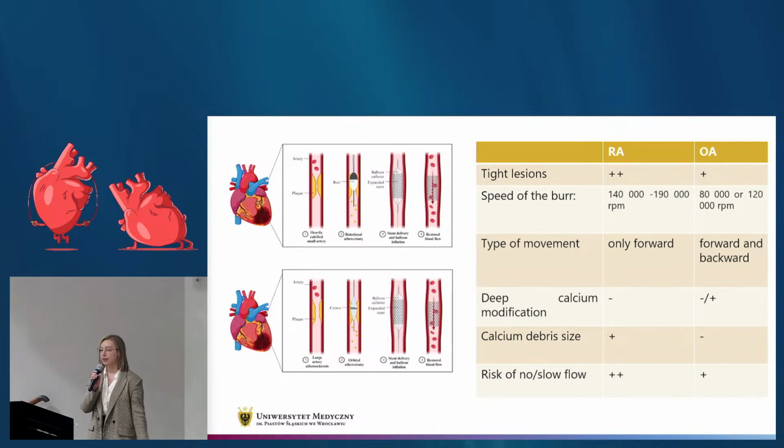Here you can see the main differences between the two types of these procedures. Firstly, the device used during rotational atherectomy is called a rotablator. It is a diamond-encrusted burr that can move only forward. It works at speeds ranging from 140,000 up to 190,000 rpm. On the other hand, the device used during orbital atherectomy is a crown that rotates in orbital motion. It can move forward and backward and can work at only two speeds, 80,000 and 120,000.